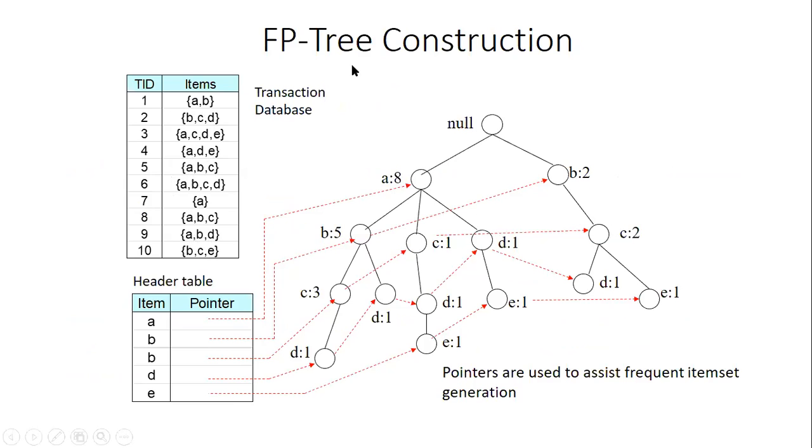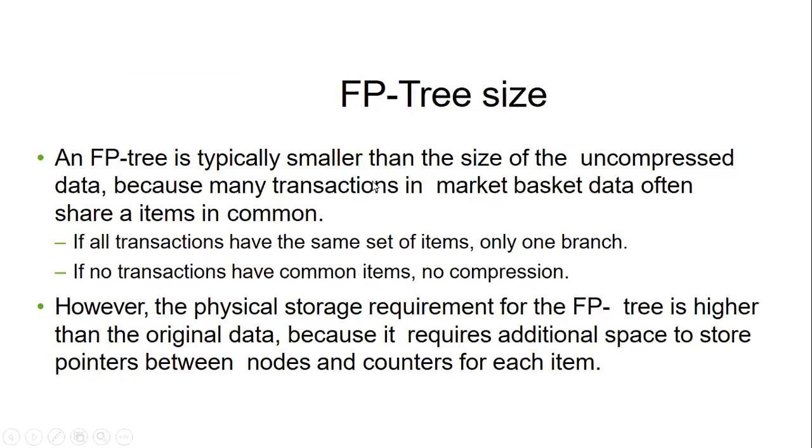Okay, so that's the reason that the FP tree will be typically smaller than the size of the uncompressed data. When will it be smaller? If all transactions have the same set of items, there will be only one branch. Yes or no? If every transaction has items ABC, ABC, ABC, ABC, then obviously there will be only one branch. If all the transactions have different items, then obviously different branches will be there.